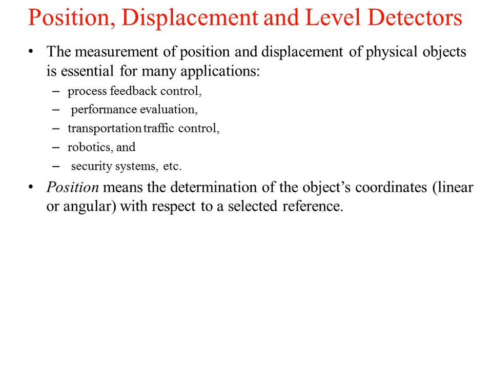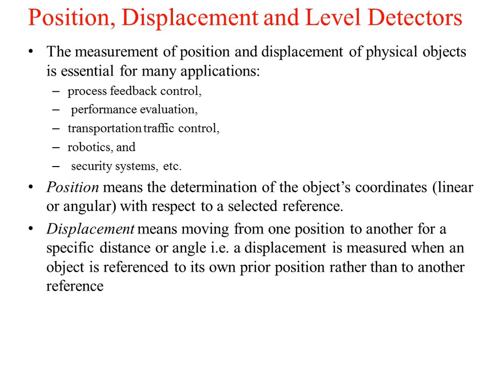So let us understand what we mean by position. Position means a determination of object coordinates. It may be linear or angular with respect to a selected reference point. So where exactly that object is standing, you may find out in the x direction, the y direction, or you may find an xy coordinate like that. Then displacement means moving an object from one position to another for a specific distance or an angle.